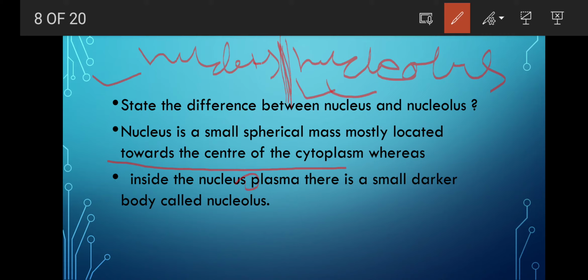Nucleoplasm. Clear? Like it is water. Like inside the cytoplasm is present, same way inside what? Inside the nucleus what is present? Yes, inside the nucleus, nucleoplasm is present. Okay, so the A is not here. So what is the spelling of nucleoplasm? I am writing it here.